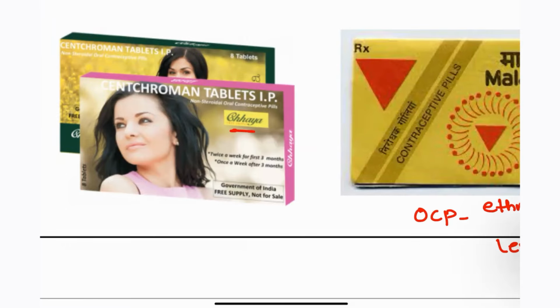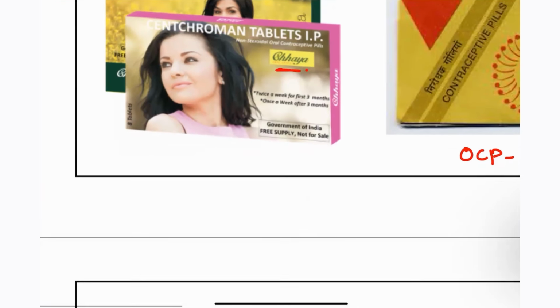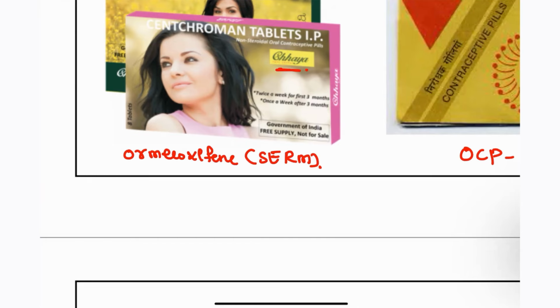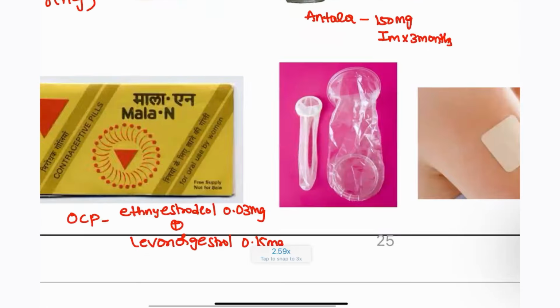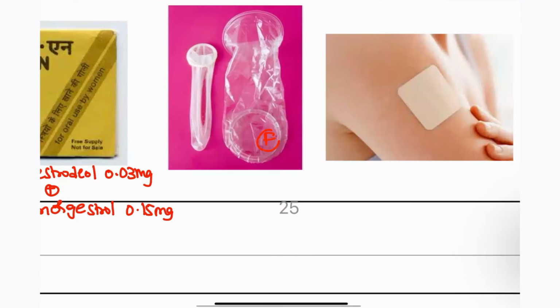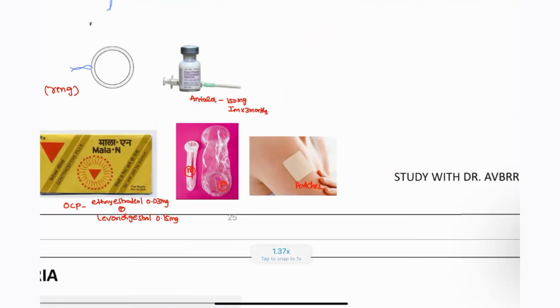Next, coming to this one, this is non-hormonal and known as Chhaya. It consists of ormeloxifene, which is a SERM agent, a selective estrogen receptor modulator, non-hormonal and non-steroidal. Next, this is the barrier: this is the female condom, this is the male condom, and here these are estradiol patches that we are going to see.